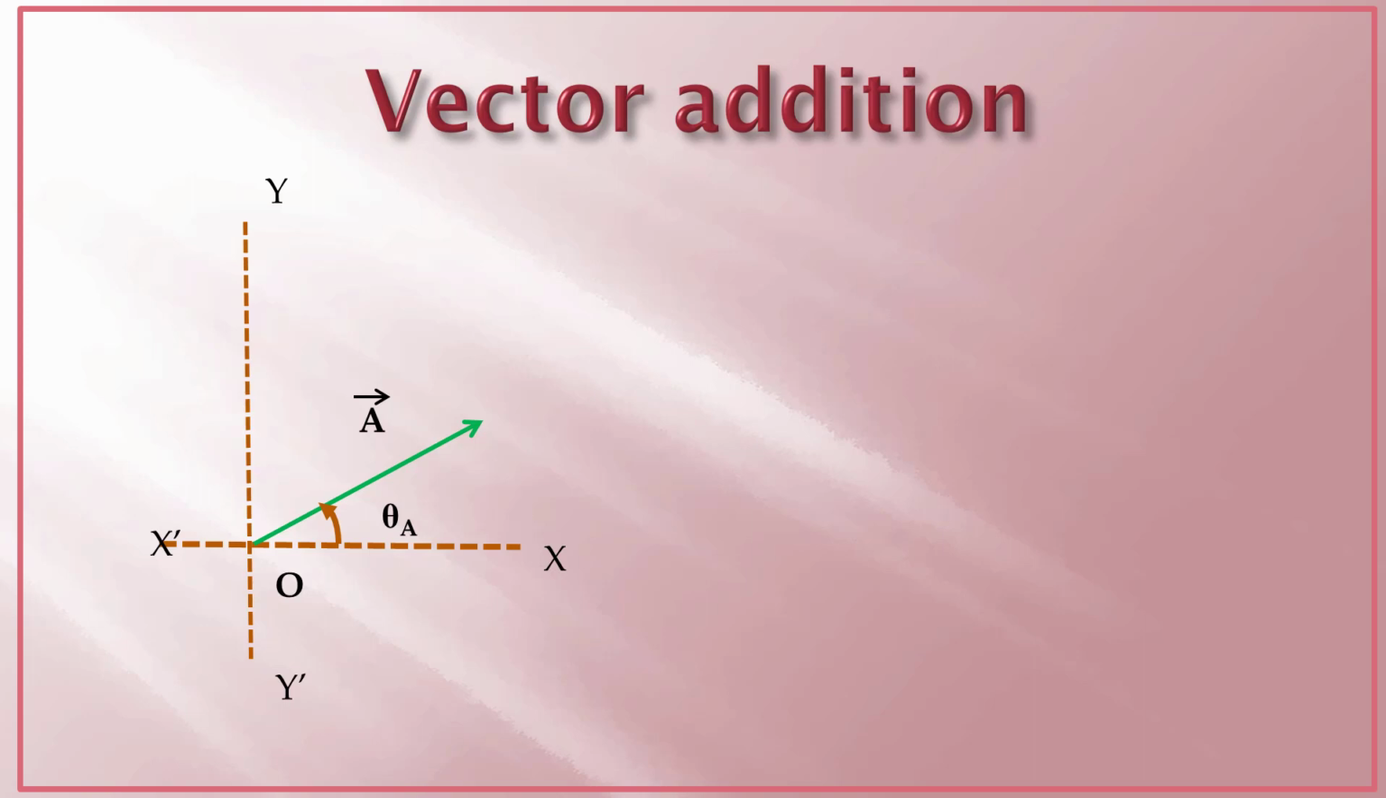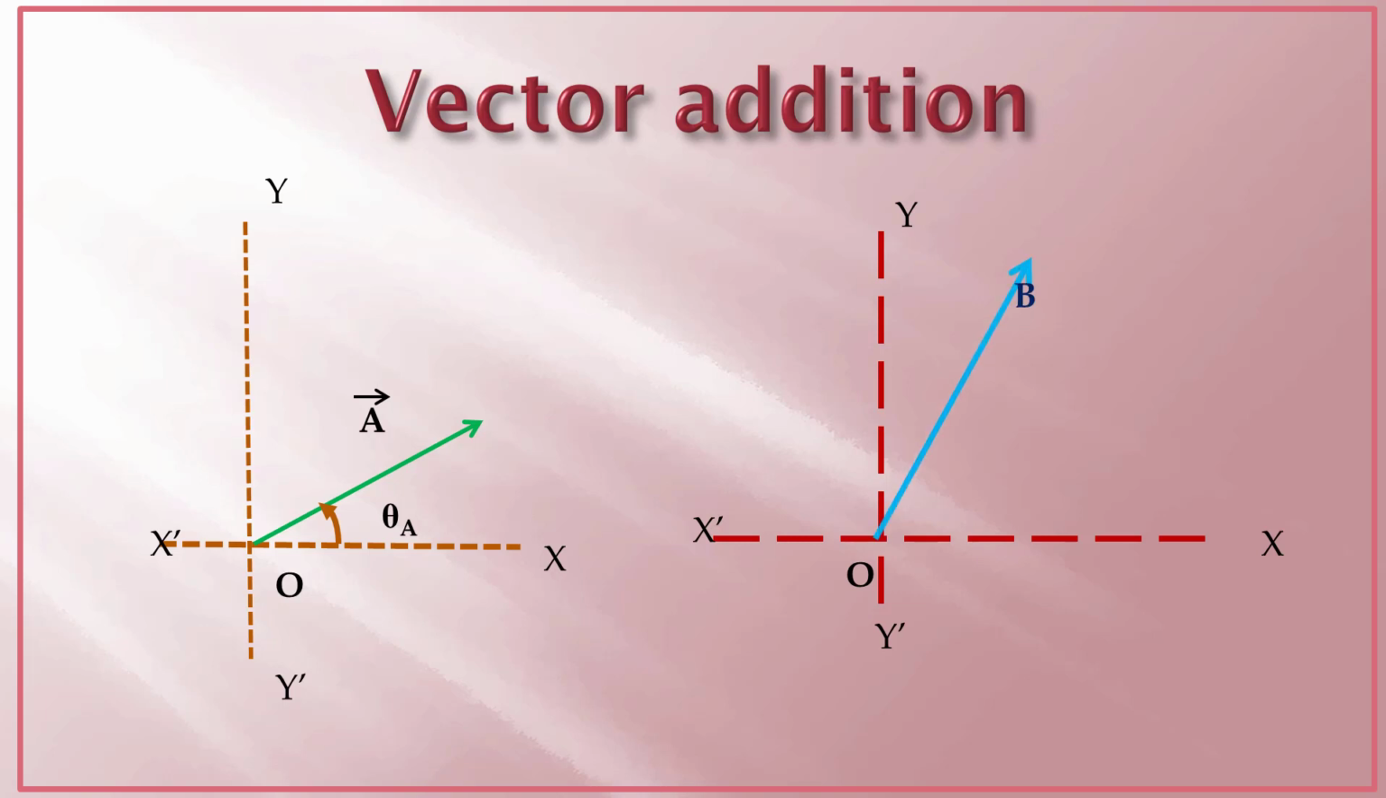And we have another vector, vector B, again making an angle theta B with the positive x-axis. Now we have to add these two vectors. To do so, we have to join the tail of vector B with the head of vector A without changing its direction and magnitude.